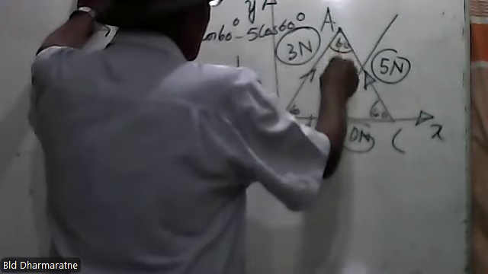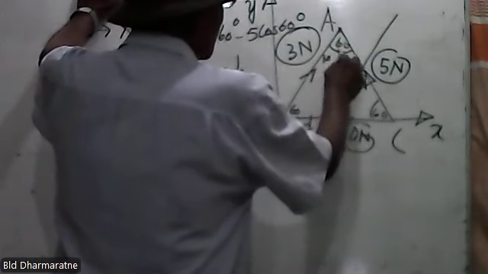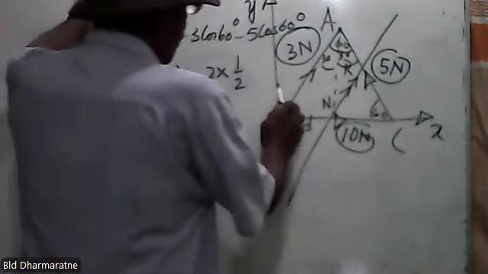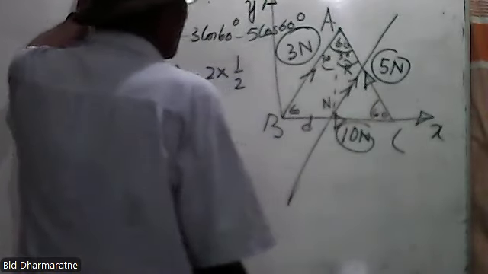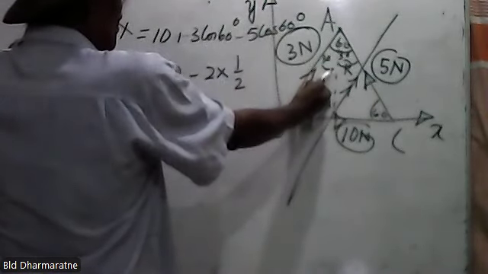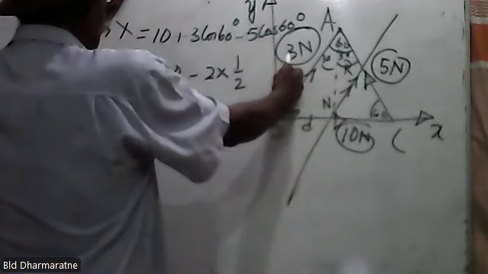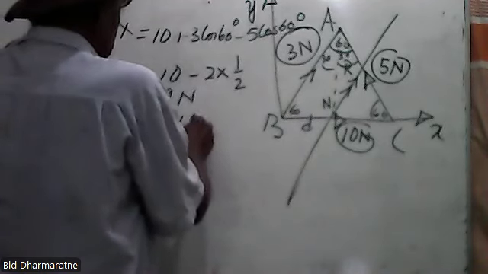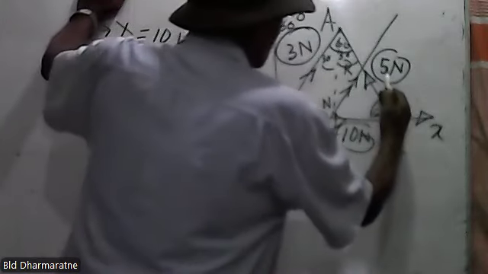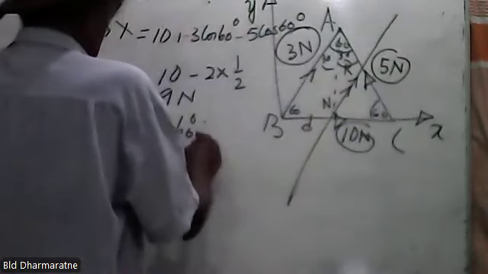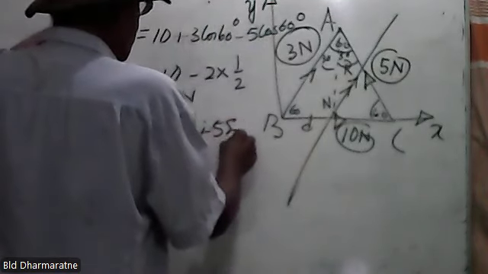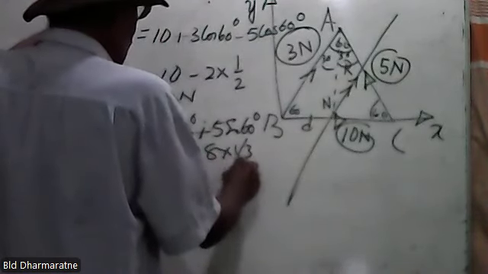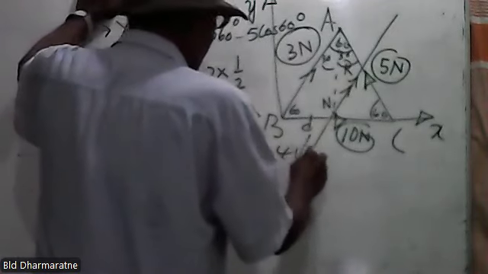In the y direction, draw the perpendicular to here like this. This is 30, this is 30, right? So this is also the convention. In the y direction, this one, 3, what is that? 3 sine 60. This is positive. This is 5 sine 60, this is positive. Already 8 sine 60, 8 into sine 60, root 3 over 2, equals 4 root 3.